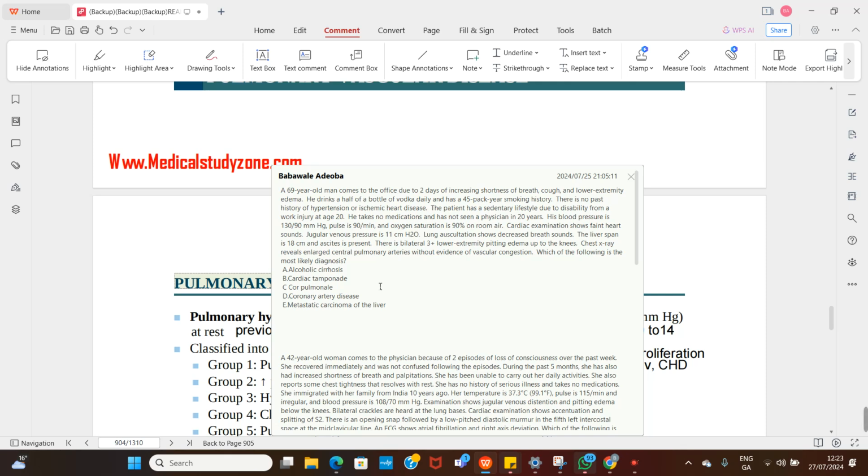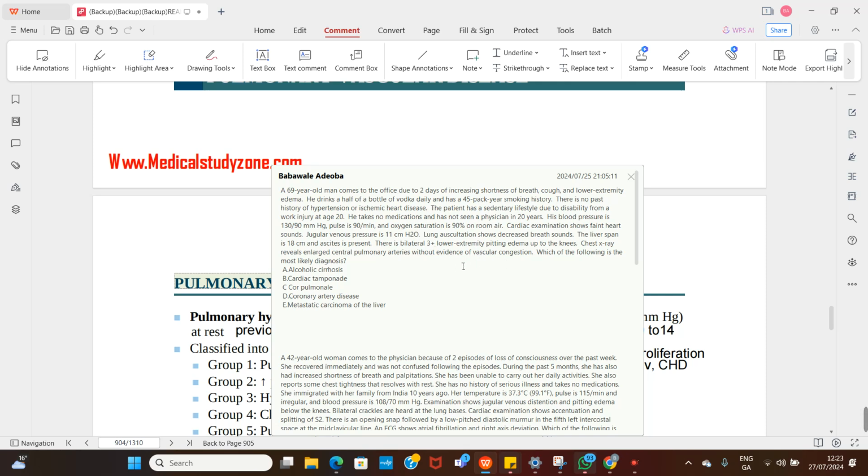Cor pulmonale. So this person is already having pulmonary hypertension, evidenced by the X-ray finding, enlarged central pulmonary arteries without evidence of vascular congestion. What do you think this is telling us? Anybody? It shows pulmonary oligemia, the pulmonary artery, that's kind of vasoconstriction, so not enough blood is passing through. Yes, that is the pruning, you see. But there's another thing you can infer from this.